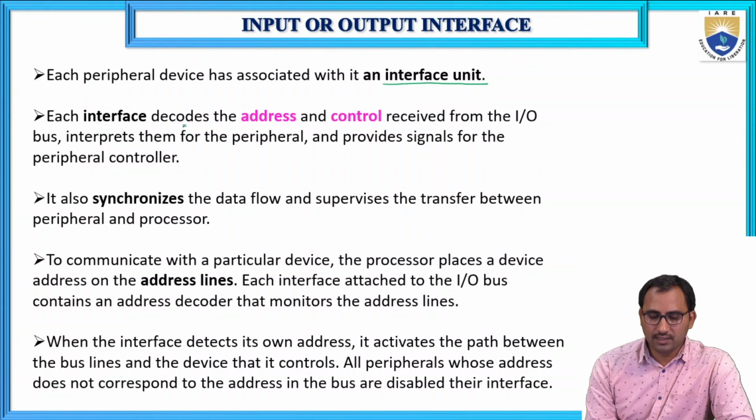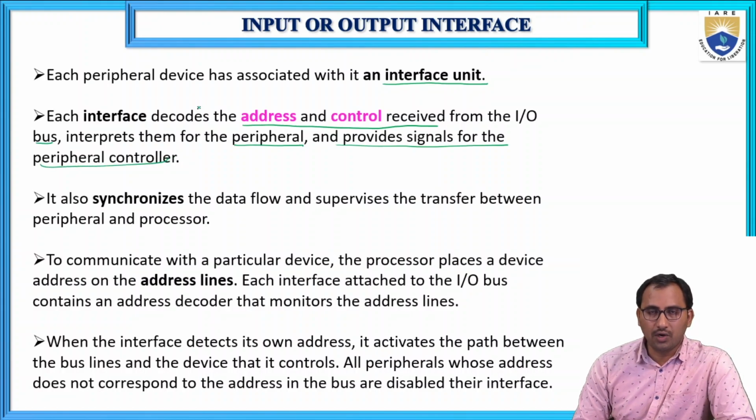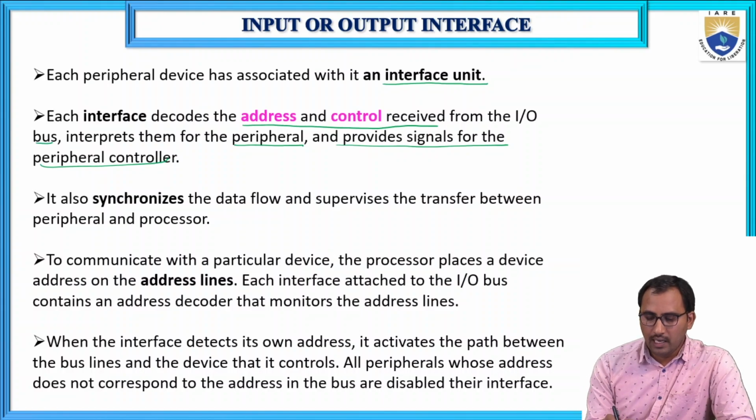And each interface decodes the address and control received from the IO bus. It interprets them for the peripheral and provides signals for the peripheral controller. So already we have seen this. The interface circuit decodes the address and control bus.